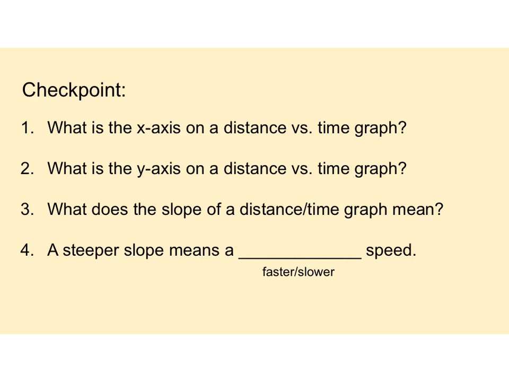So we want to know what is the x-axis on a distance versus time graph, and that's going to be the time. So that means that the y-axis is the distance. And then the slope is distance divided by time. So that is our speed. Okay. And then a steeper slope, meaning it goes up faster instead of gradually, means that you are going faster. Okay, the line goes up faster because you're moving faster.